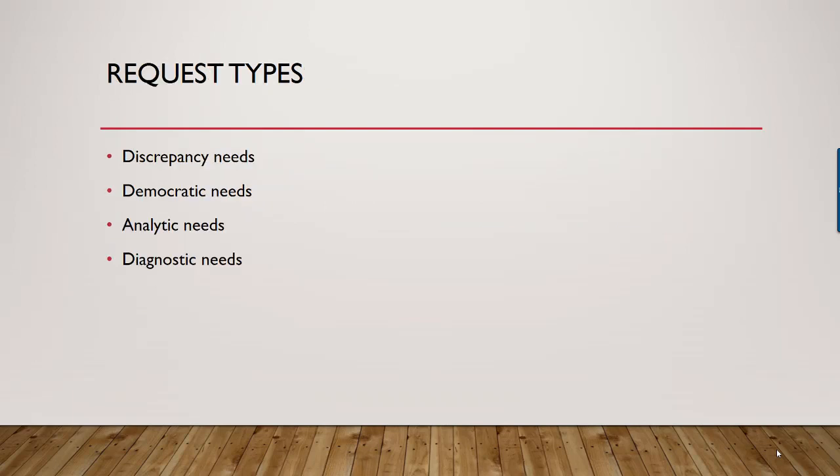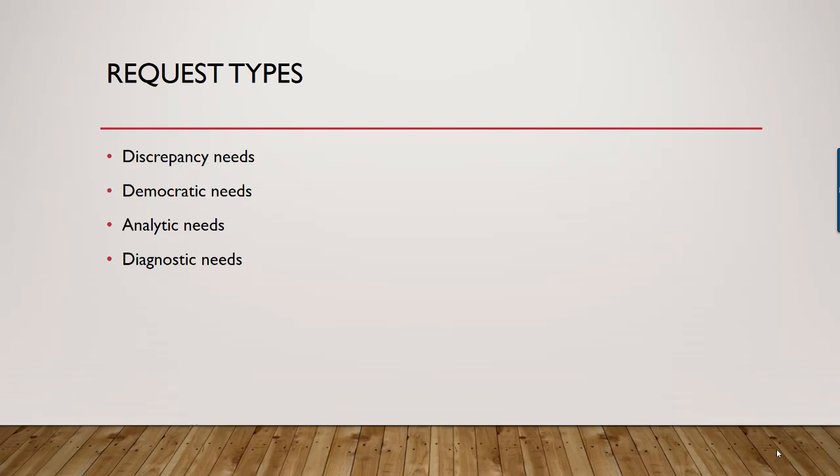So let's take a quick retrospective look at the types of requests that can exist. For those of you who took 311, you probably remember these: the discrepancy needs, the democratic needs, the analytic needs, and the diagnostic needs. On the topics that you have proposed so far, I can tell that there is a discrepancy need, there's a diagnostic need, and I'm yet to see if anybody has any democratic needs or analytic needs.